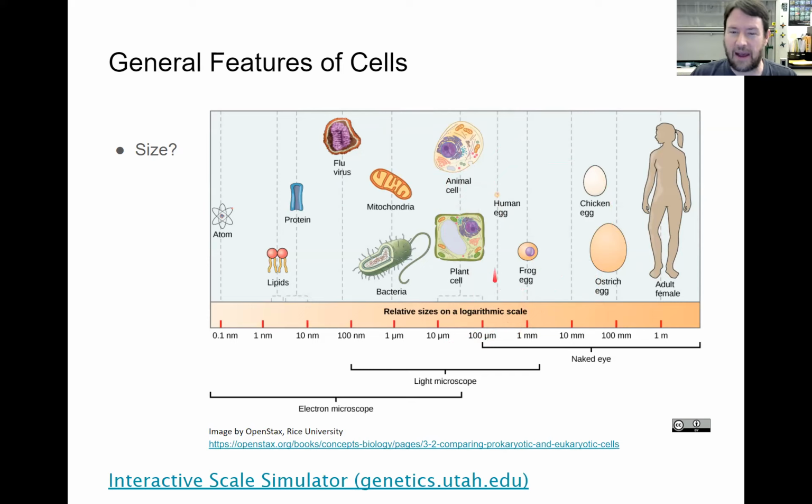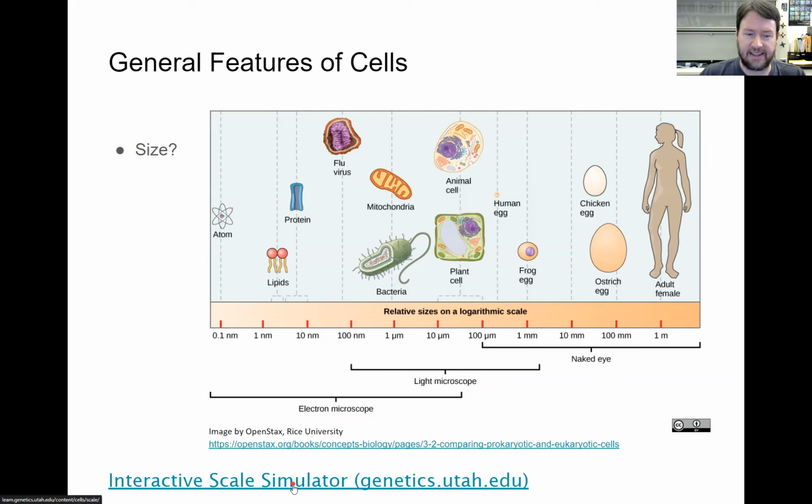Maybe you're starting at about 0.5 millimeter and going up to maybe 100 millimeters, which is pretty big. So very few cells are visible with the naked eye. Most cells we need a light microscope to see. And if we really want to get detailed images of cells, we use a tool called an electron microscope.